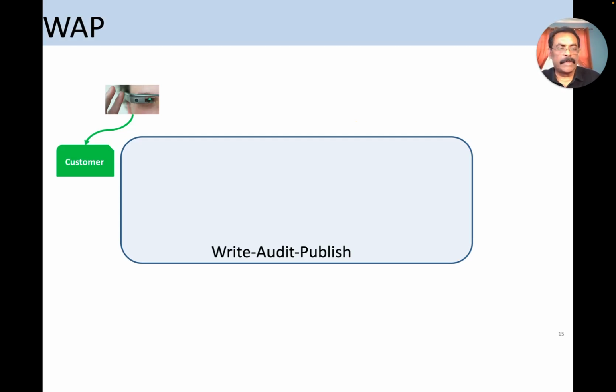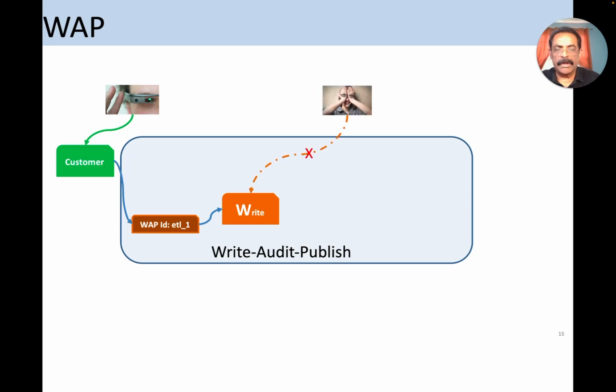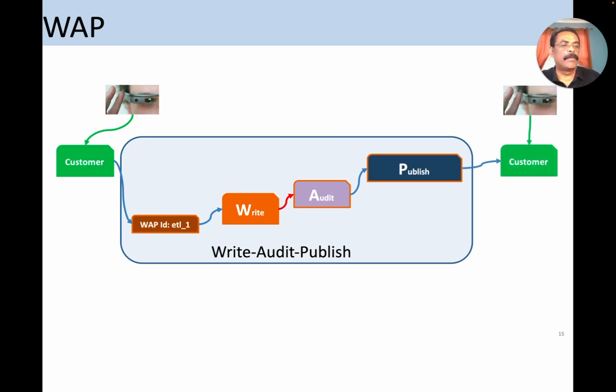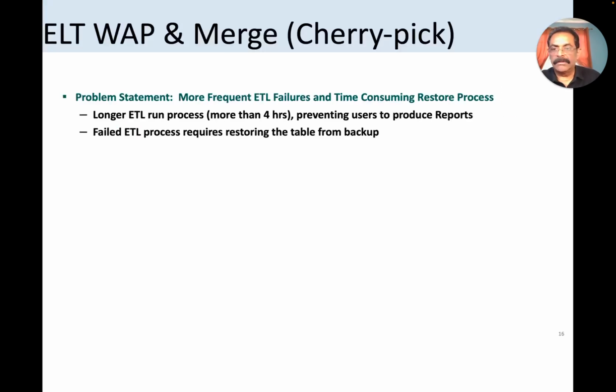So we have customer data. We enable the branch, we write the data, and audit it. While you're writing data, only your Spark session can see it. That's why I put eye symbols here, but no one else can see this data. They can still see the old existing customer data. Then after that, we audit it and publish it, and everybody can see it.